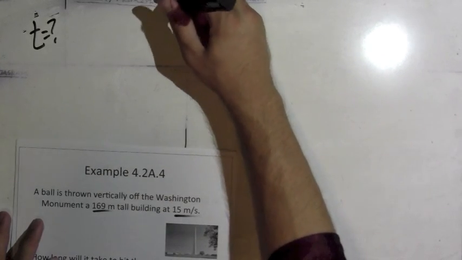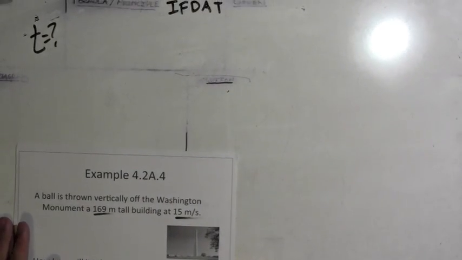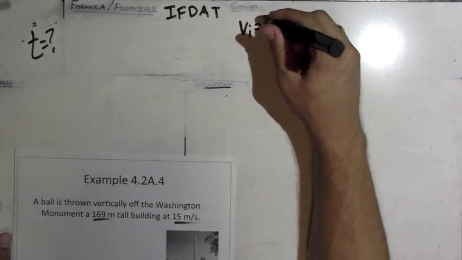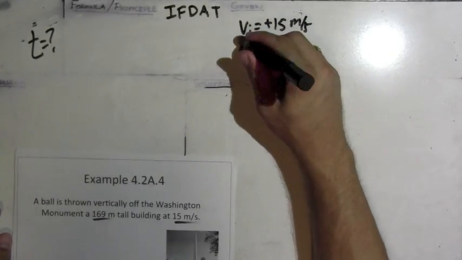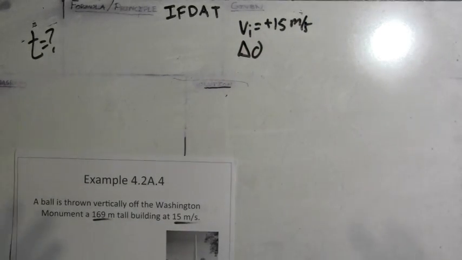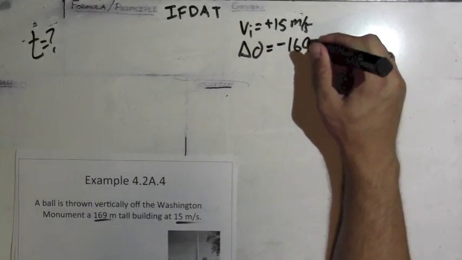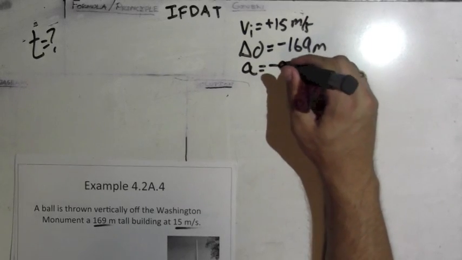We know it's going to be under the influence of acceleration due to gravity, so we know that applies. We also know that the initial velocity is a positive 15 meters per second. And we know that the displacement of the ball, since it's being thrown off of the Washington Monument, is going to be a negative 169 meters. We know it's going to be under the influence of gravity.